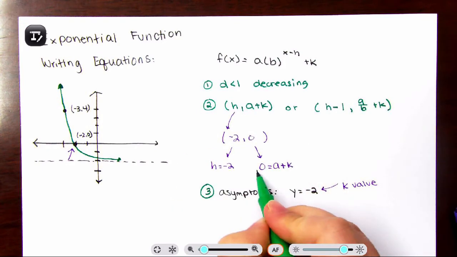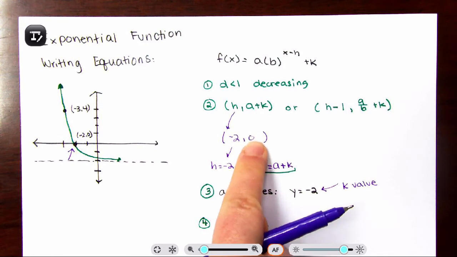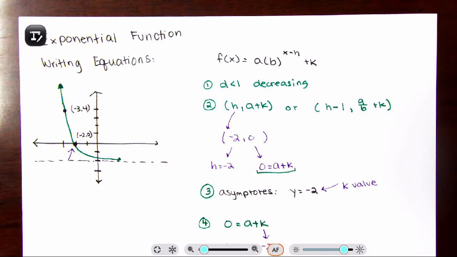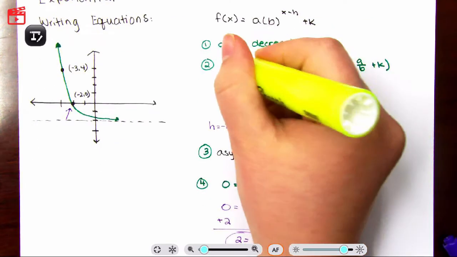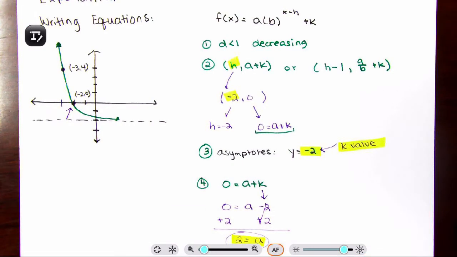So let's go ahead and talk about this one here. I think we're on technically step number 5, but that's okay. We want to find out what our a value is. We do know what our k value is, -2. A, we don't know what that is. We do know that the point is equal to 0. So that means I'm going to add 2 to both sides. So that means a is equal to 2. So we have our values. We have our h value. We have our k value. And now we have our a value.